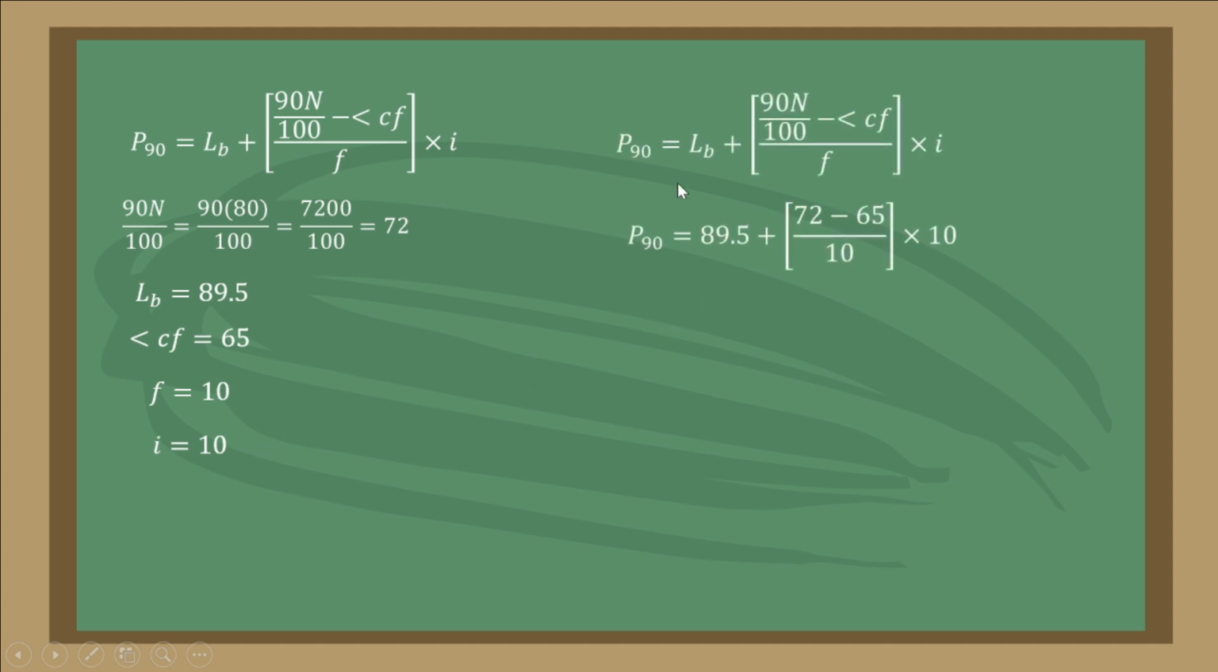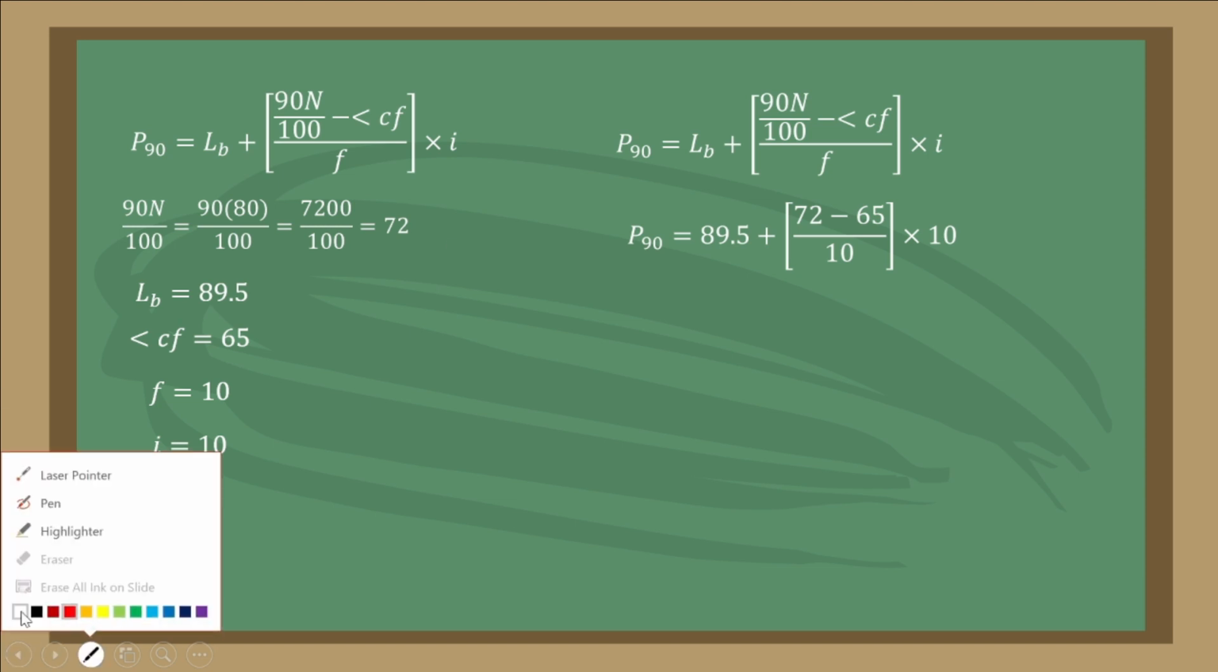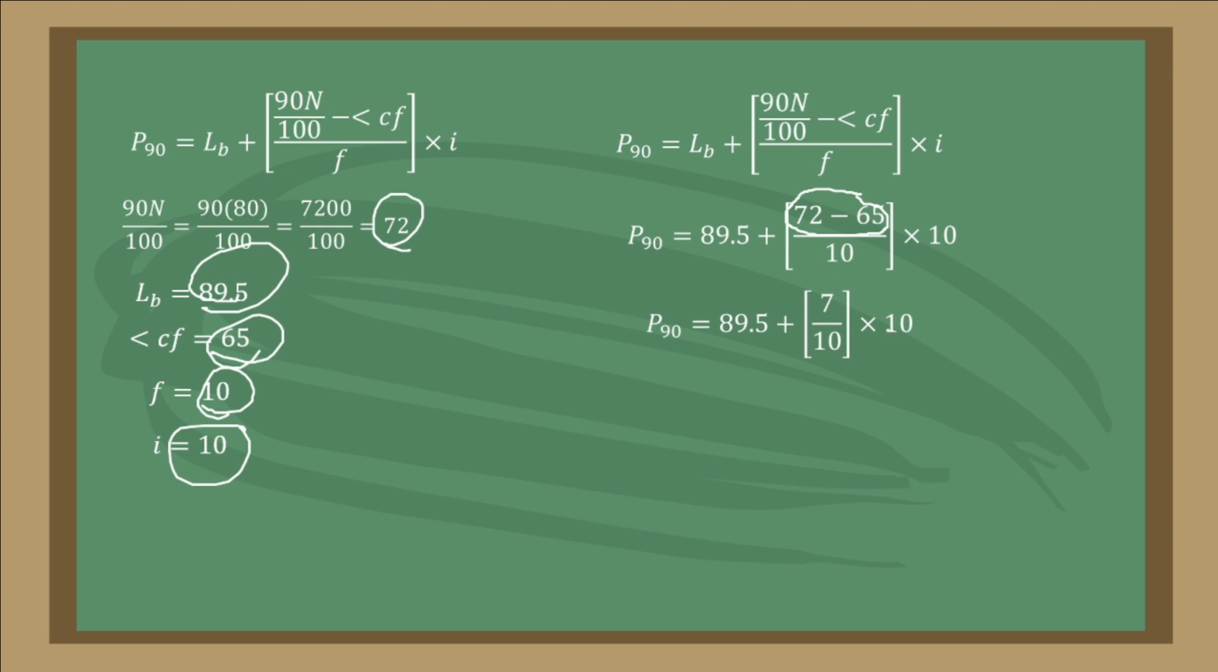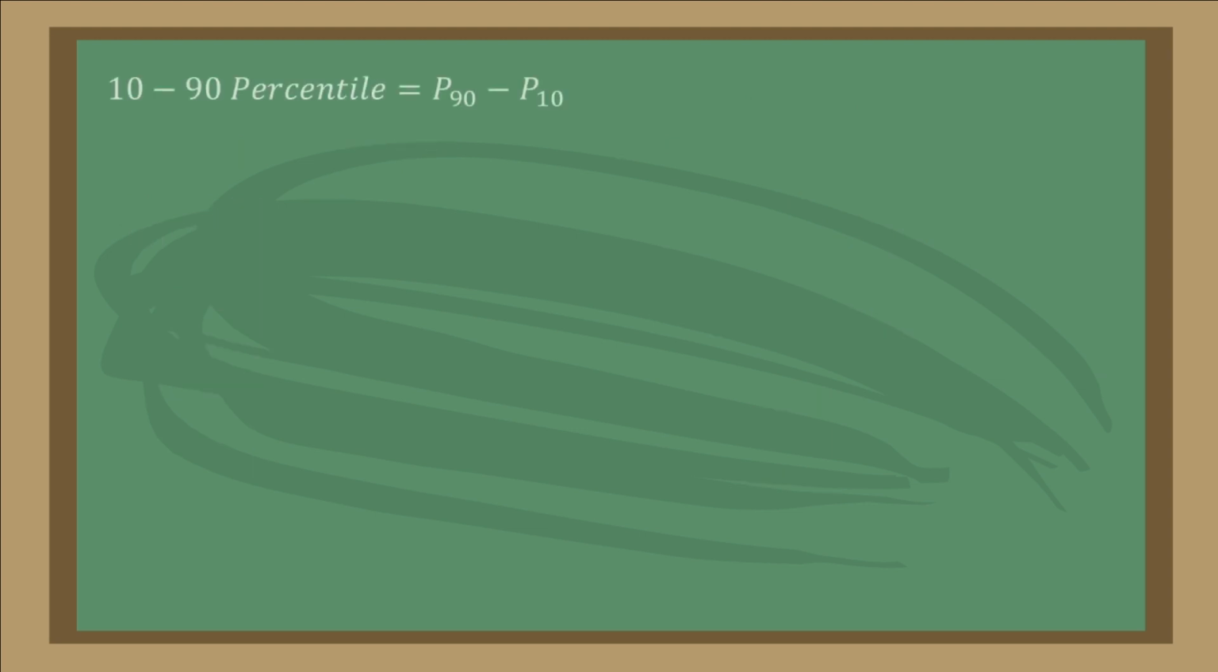As you can see, the lower class boundary will become 89.5, which came from here. Then 90n over 100 will become 72. Then less than cumulative frequency will become 65, and the frequency is 10, and our interval is also 10. Let us solve the values inside the bracket. 72 minus 65, we have 7. So 7 over 10 multiplied by 10, we have 7. So 89.5 plus 7, we have 96.5.